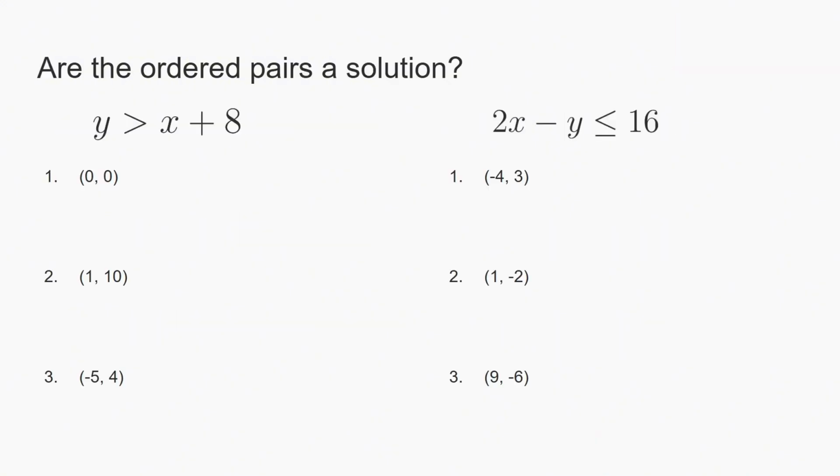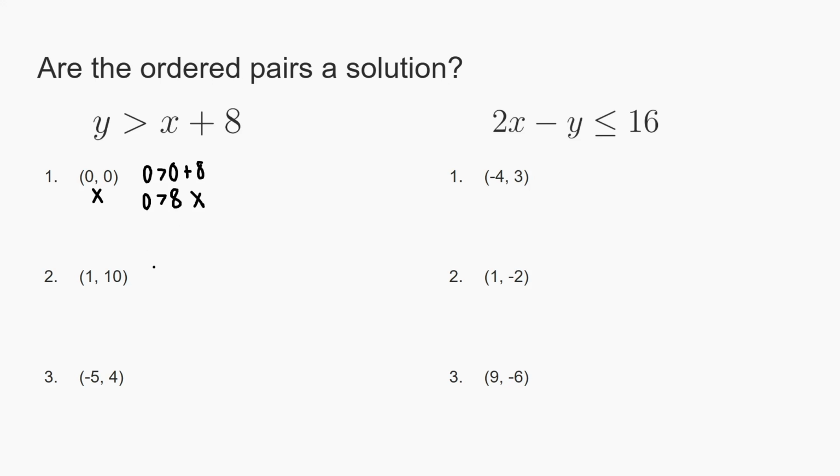Now we're given an inequality, and we want to see whether the ordered pairs given below are a solution. So we're going to plug in the x and y values that were given. If the inequality is true, then it's part of the solution. If it's false, it's not. Now let's get started. We have y is greater than x plus 8. And we have our ordered pair as 0, 0. Let's plug in 0 for y and 0 for x. This gives us 0 is greater than 8, which is false, so this is not a solution.